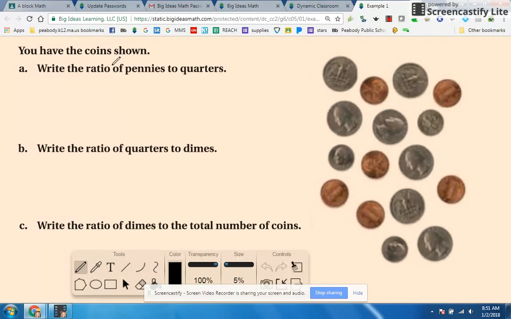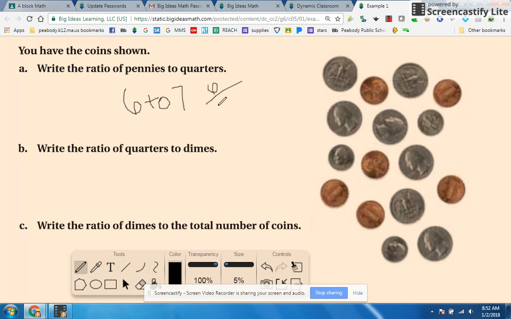The first one says write the ratio of pennies to quarters. The first thing that's mentioned is pennies, so I want to count the amount of pennies first. 1, 2, 3, 4, 5, and 6. Okay, to quarters. So I'm going to write the word "to". And now I'm going to count my quarters. 1, 2, 3, 4, 5, 6, 7. Okay, so my ratio of pennies to quarters is 6 to 7.